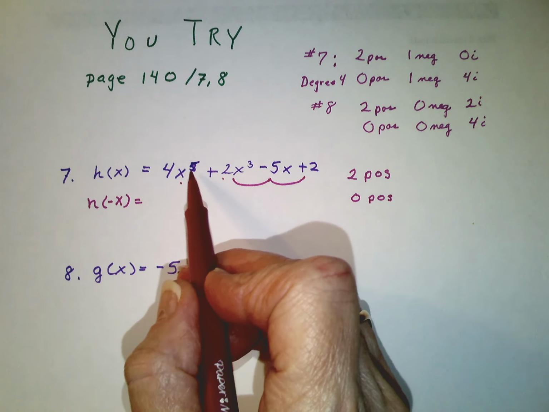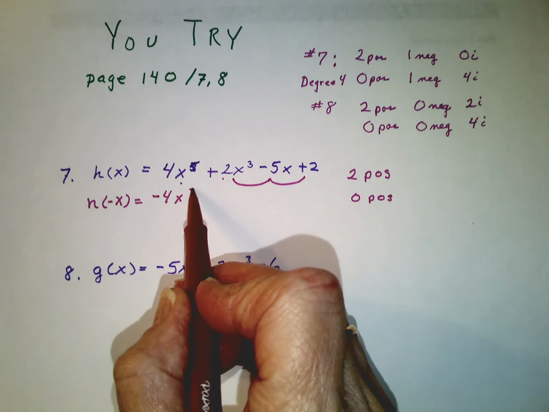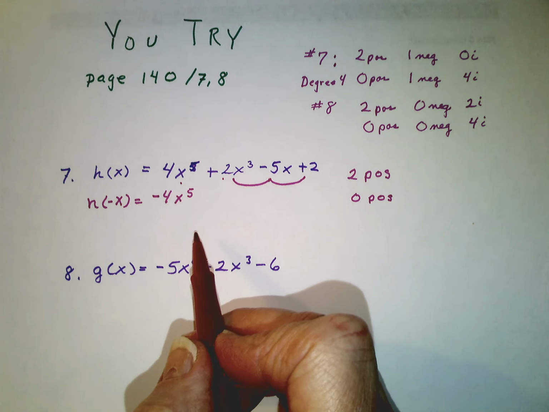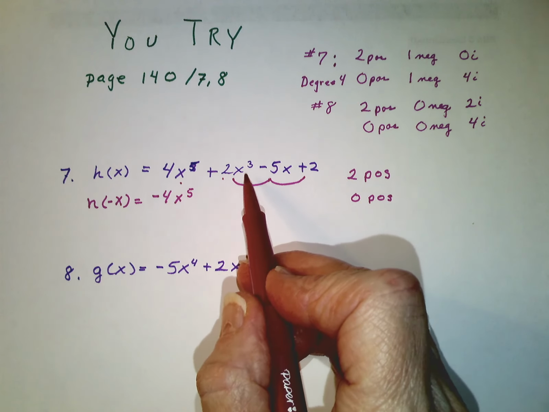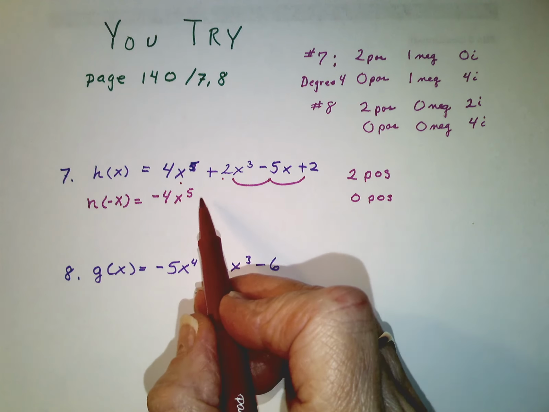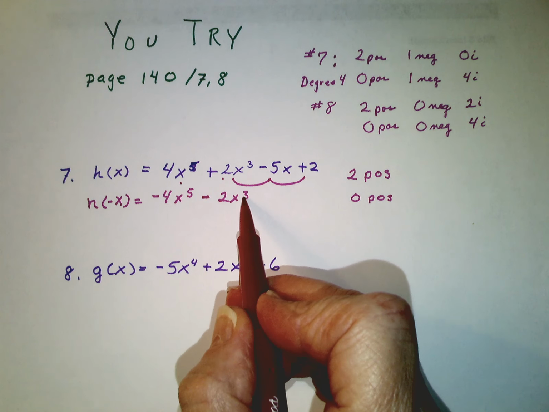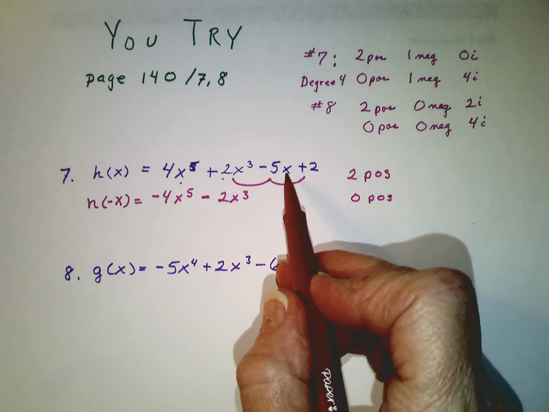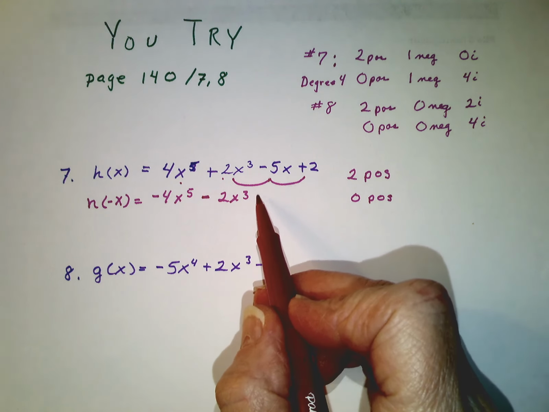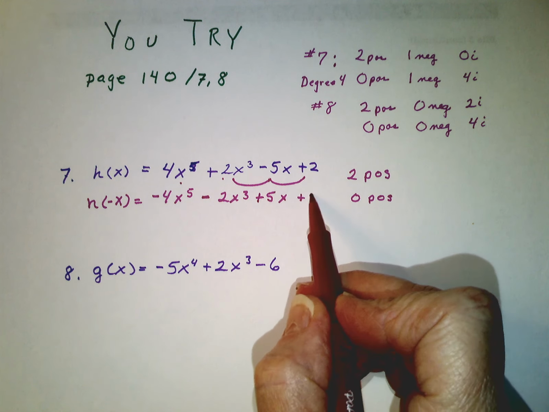The 5th power in a negative number is negative, so this whole term is going to become negative 4x to the 5th. Put a negative x in and cube it, that's a negative, multiplied by a positive 2, so this is going to become a negative 2x cubed. Put a negative x in here, multiplied by a negative 5, that's going to make this a positive 5x with a plus 2.